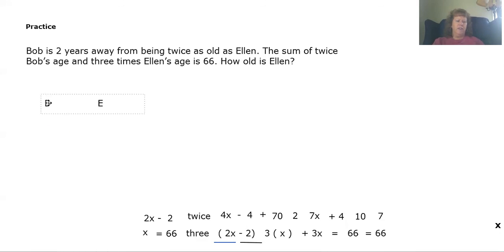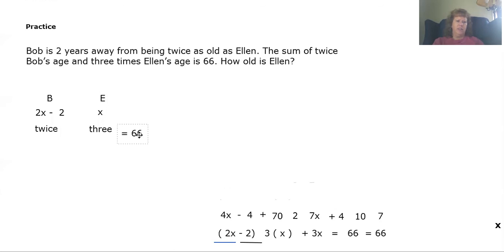So to lay out the equation, we had Bob and Ellen. And we see that Bob is 2 years away. So he's minus 2 from being twice as old. And Ellen will just get the simple x. Because one person is going to get just x, the other person's going to get x plus additional information. The sum of twice Bob's age and 3 times Ellen's age is equal to 66. How old is Ellen?